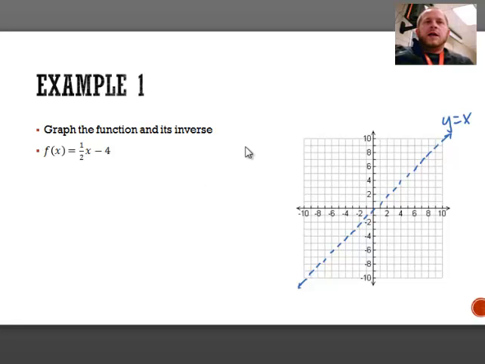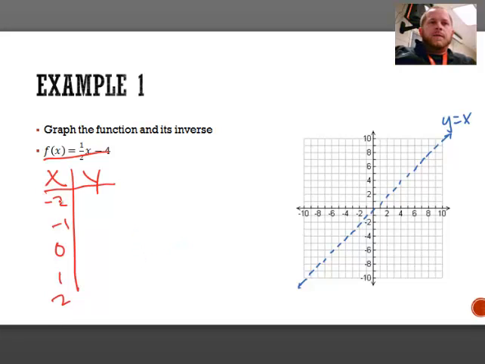So let's go ahead and set up our tables for this function. You guys kind of follow along here on your notes. So my first table that I'm going to do is for my original function that they give us here. Okay, so 1/2 x minus 4. If I use the same numbers as before, that's what I'm going to use to create my next table.